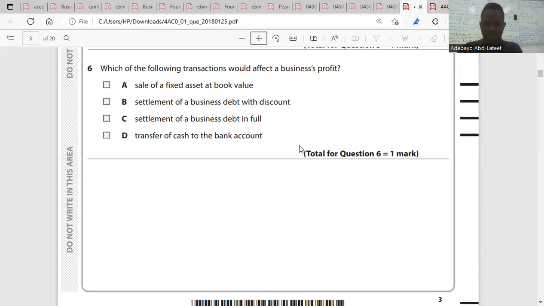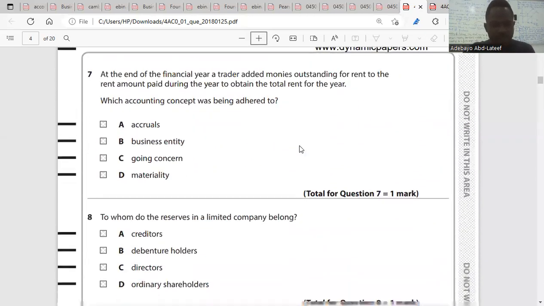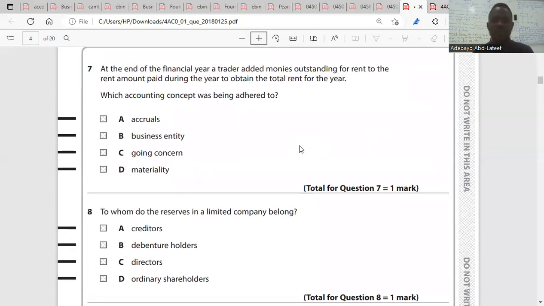We go to question 7. It said, at the end of the financial year, the trader added monies outstanding for rent to the rent amount paid during the year to obtain the total rent for the year. Which accounting concept was being adhered to? We have accrual, business entity, going concern, and materiality.